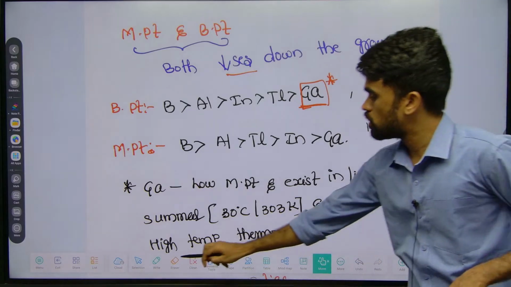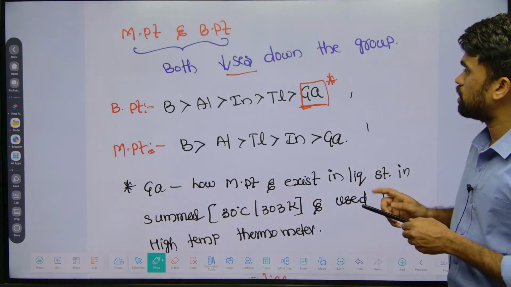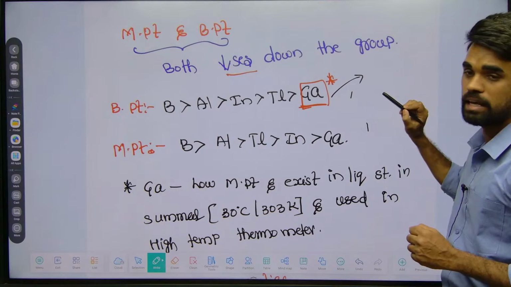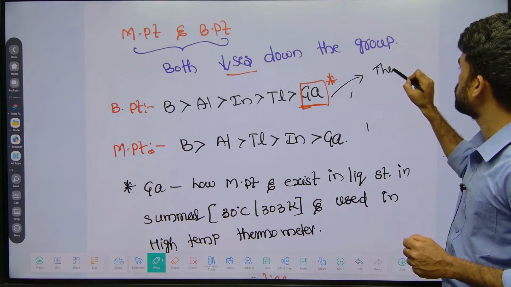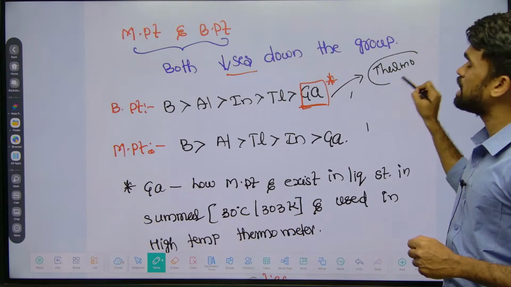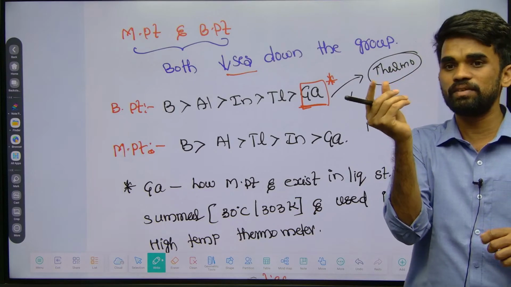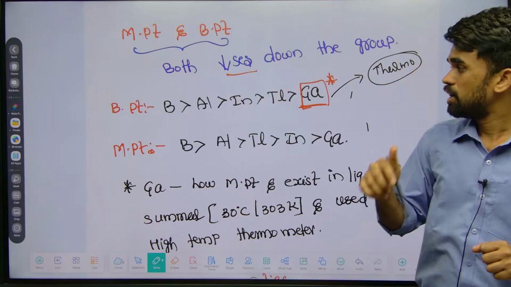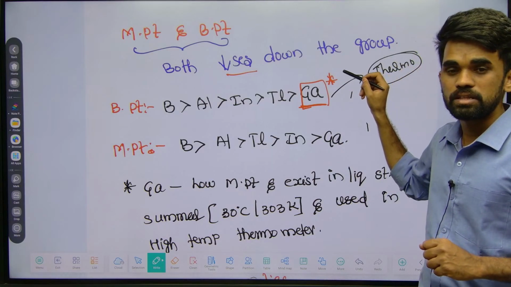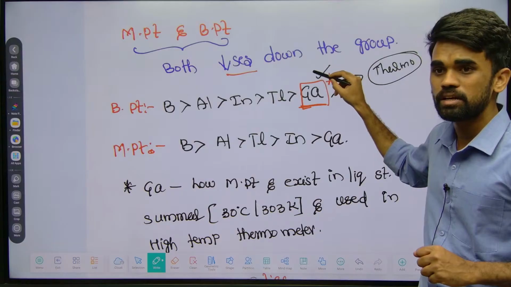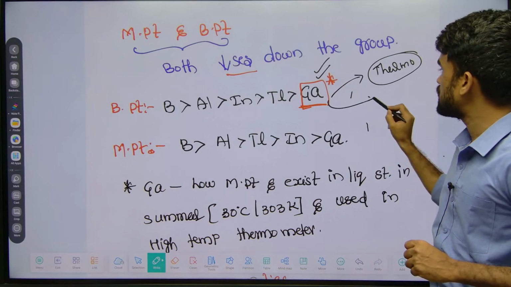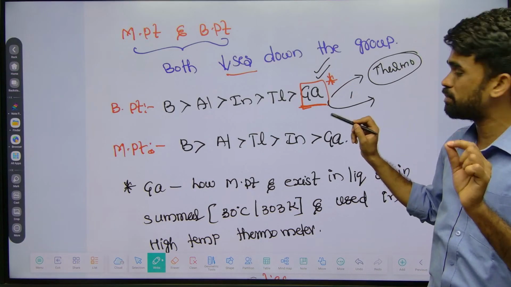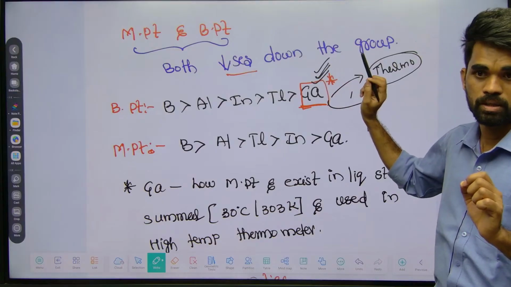Due to its low melting point, it is used in thermometers. Generally in thermometers, what is the thing they will use? Mercury. That silver color if you see, that is mercury. Not only mercury, sometimes what will they be using? Gallium. So high temperature thermometers are there now. In high temperature thermometers, gallium is used.